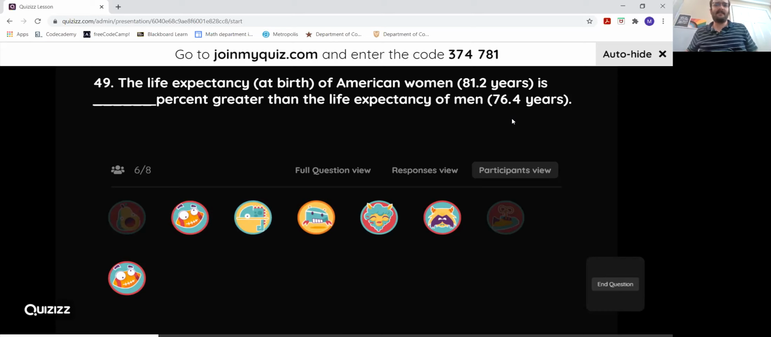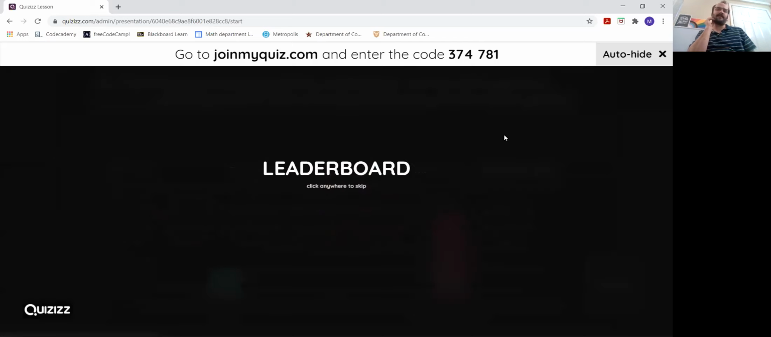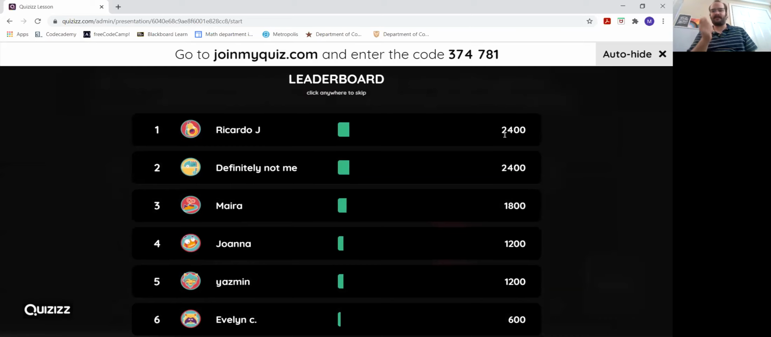So here, and it was not obvious, but they're asking for the relative change, right? The absolute change would be like 4.8 when we subtract these two. So if we do a relative change, that will tell us. So the thing you should start with is that 76.4 should be your reference, right? Or your old.